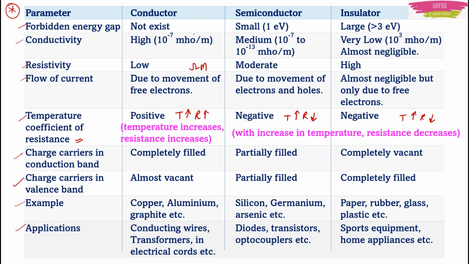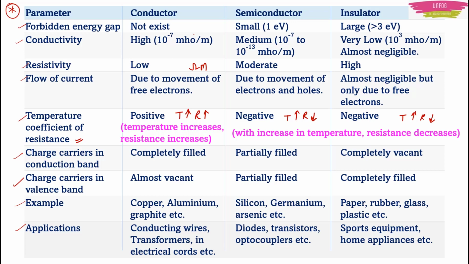Next, charge carriers. In conductor, the conduction band is completely filled. Why? Because conduction band and valence band are overlapped, right? That's why conduction band will be completely filled. But in semiconductor, it will be partially filled, because only few electrons can jump from valence band to conduction band. In insulator, it is far away, somewhere in a desert, you can think. So in that conduction band, no electron can go from valence band. That's why it is completely empty.